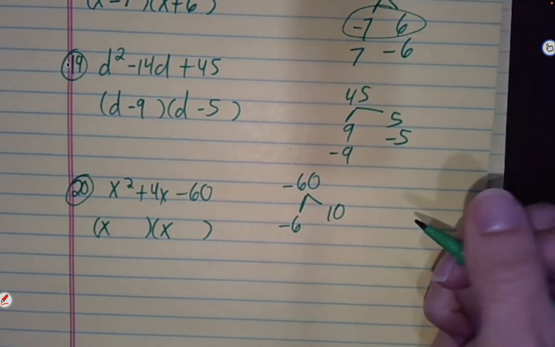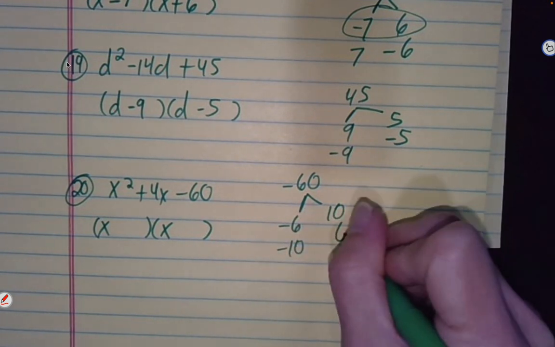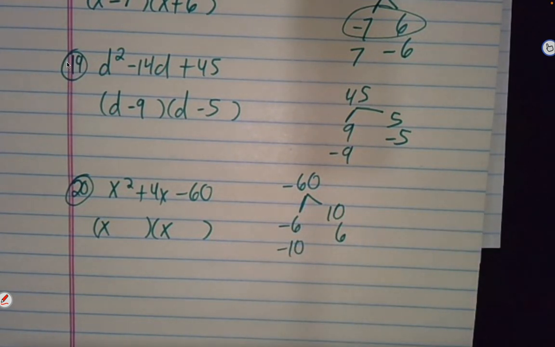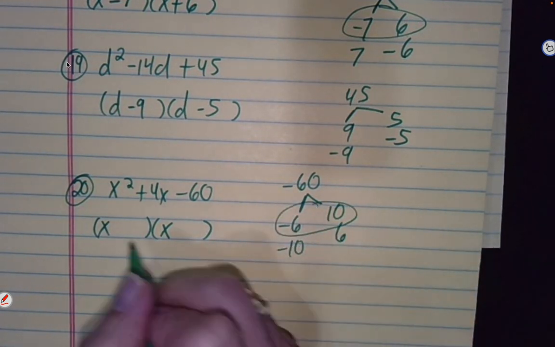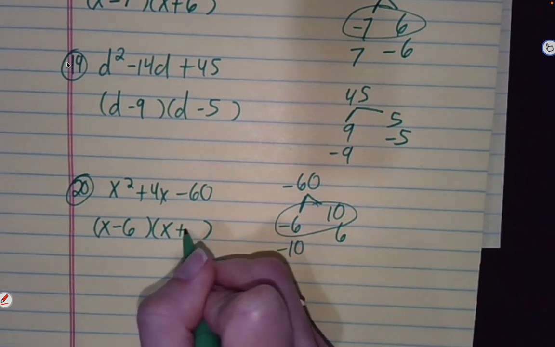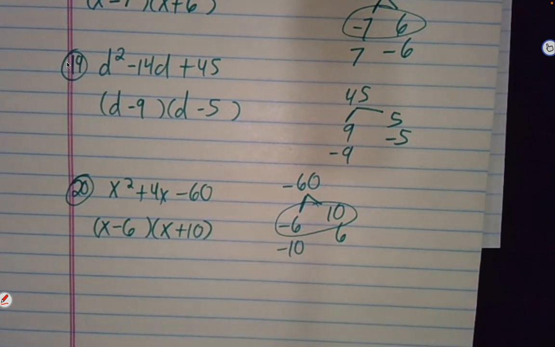That was great. Negative 10 and 6. Do any of those add up to a positive 4? Negative 6 and a positive 10. So those are my two answers. Minus 6 plus 10. All right, there we go. So it is A.